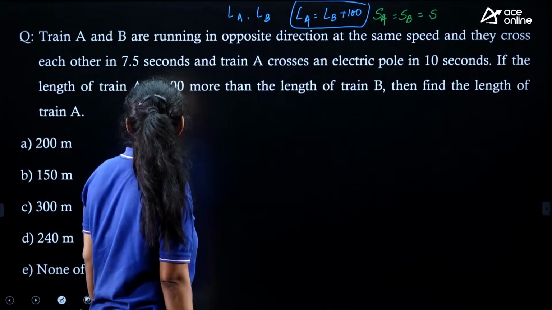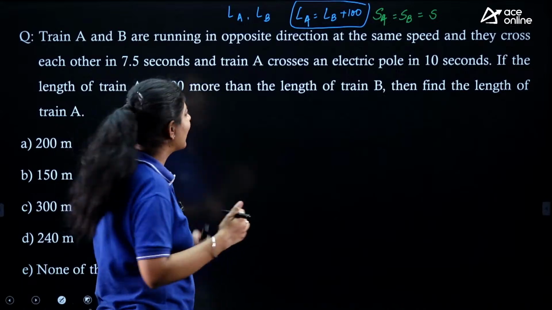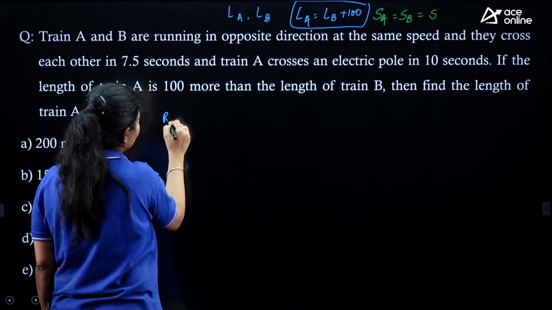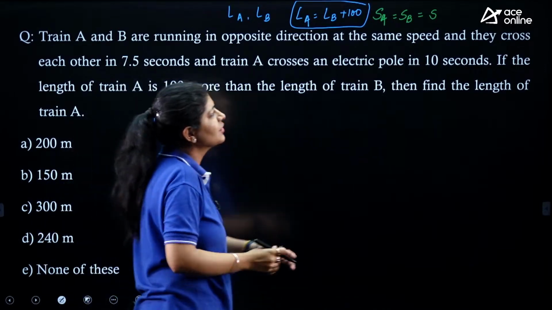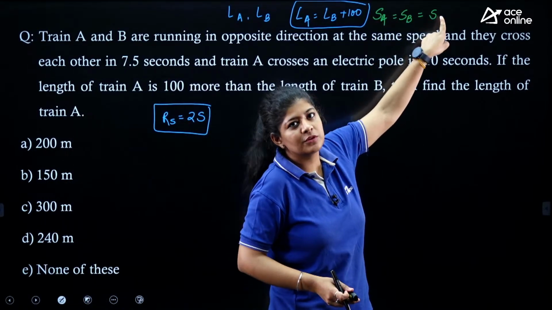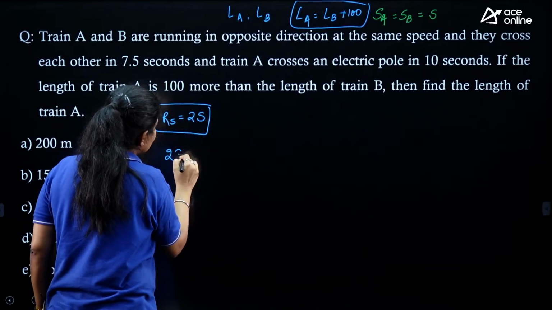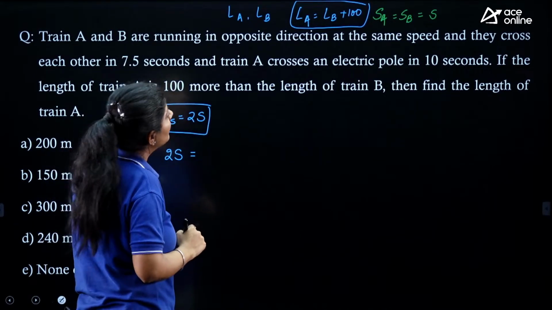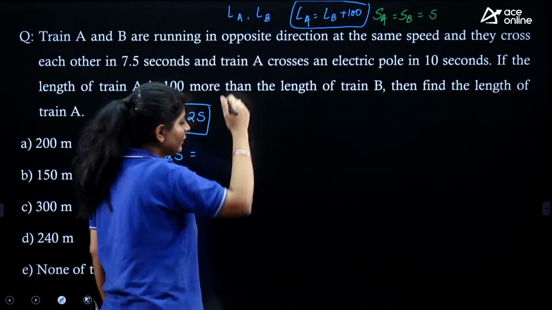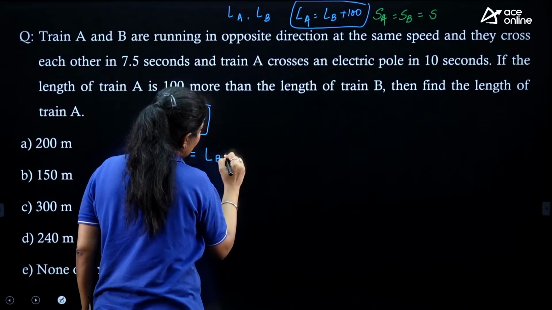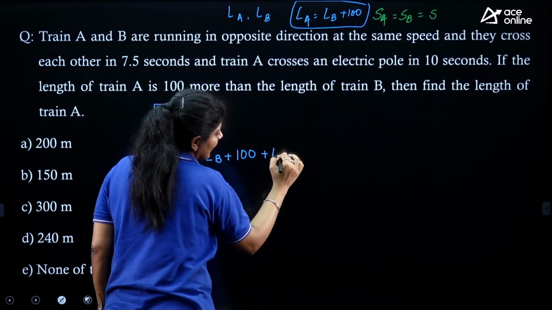Now the question is saying that train A and B are running in opposite directions. Opposites attract, so the relative speed will become 2s. As we are assuming both speeds are equal to s, s plus s is 2s. So according to the question, 2s is equal to LA plus LB. We need to add both the values, so LB plus 100 is the value of LA, plus LB.